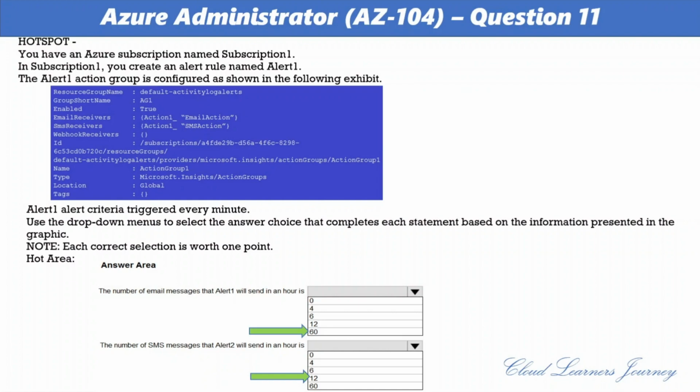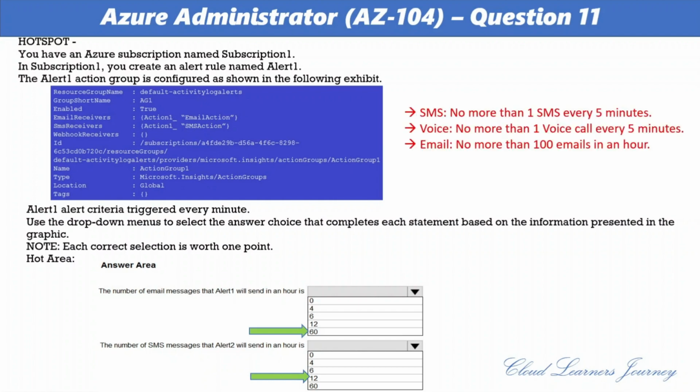Rate limiting is a suspension of notification that occurs when too many are sent to a particular phone number, email address, or a device. Rate limiting ensures that alerts are manageable and actionable. The rate limit thresholds are: SMS, no more than one SMS every 5 minutes; voice, no more than one voice call every 5 minutes; email, no more than 100 emails in an hour.